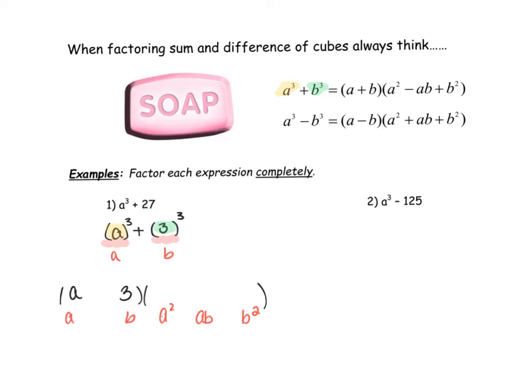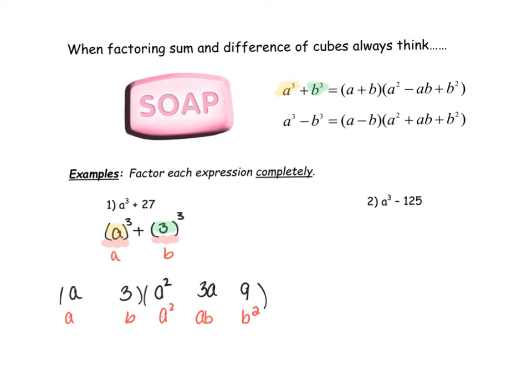Then we have the a term, and we're squaring it. So take the a and square it. We're just going to get a squared. Take the a and multiply it by the b. So we have a and b. So 3 times a is 3a. And then we're going to take the last term b and square it. So we have 3 is the b term, and we square that, and that gives me 9.